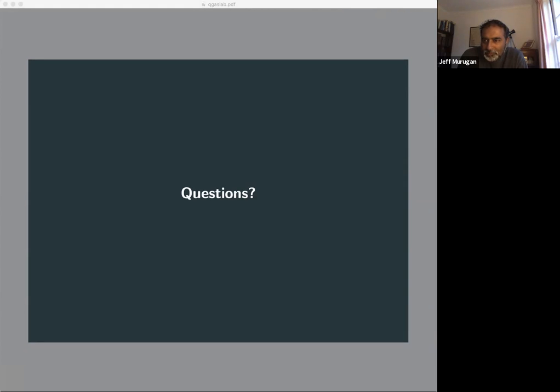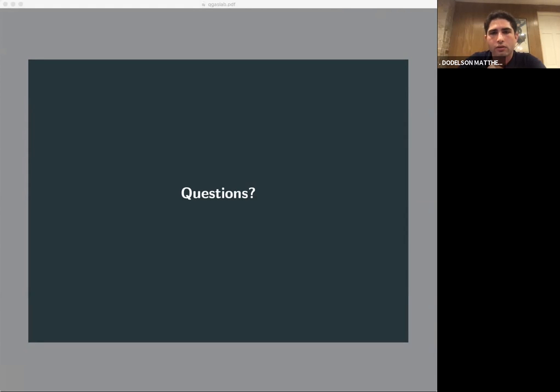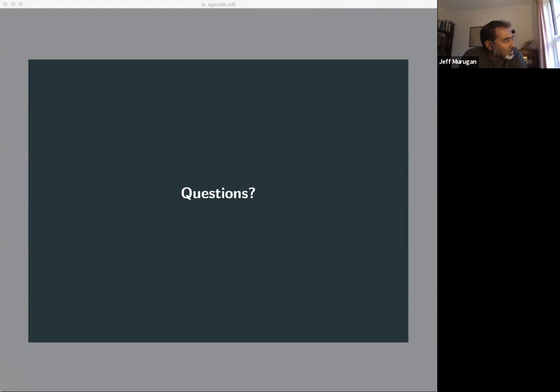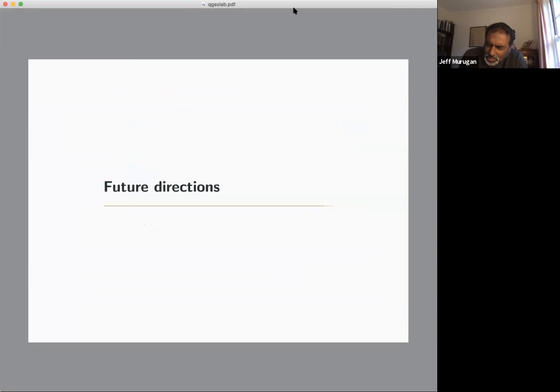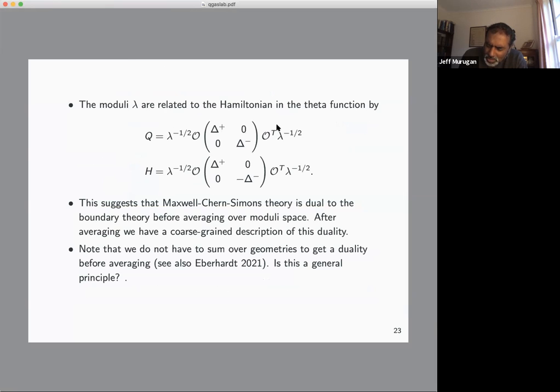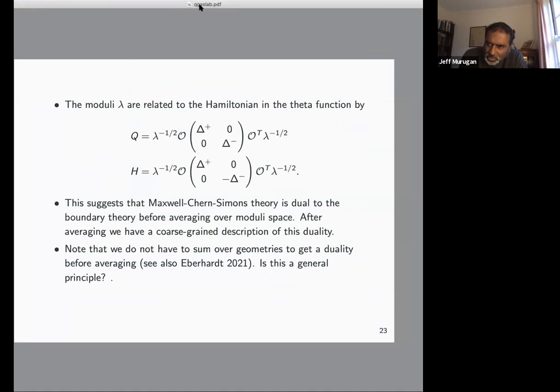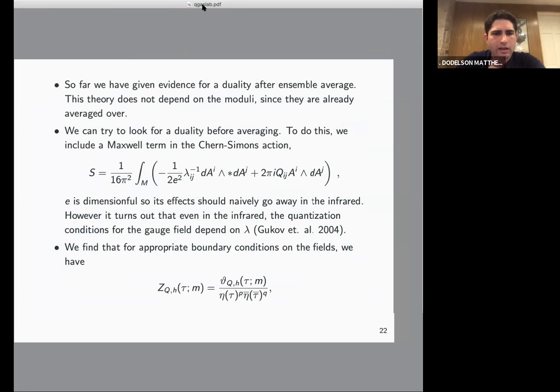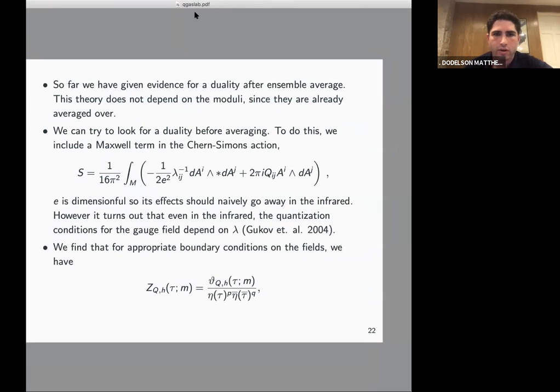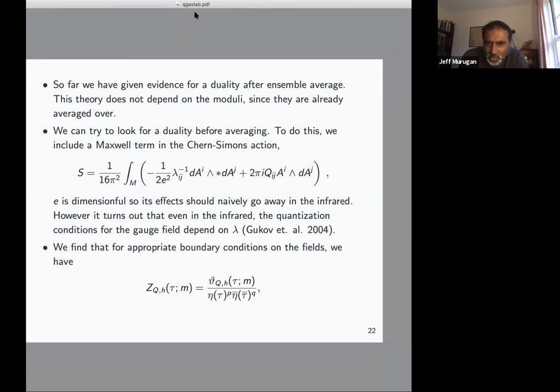Let me see if I understand. You start off with the Maxwell Chern-Simons. You made a statement about the IR. If I send E to infinity, there's some compensation that comes from the lambda? Normally I would have that lambda matrix equal to 1, and I'd have dA wedge star dA, and then if I take the IR limit and send it.